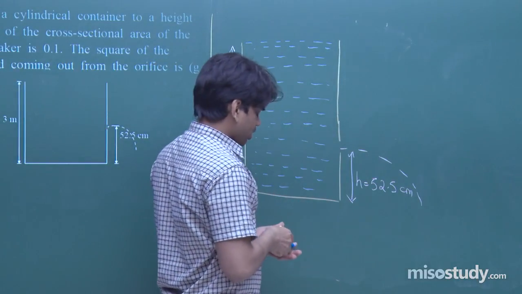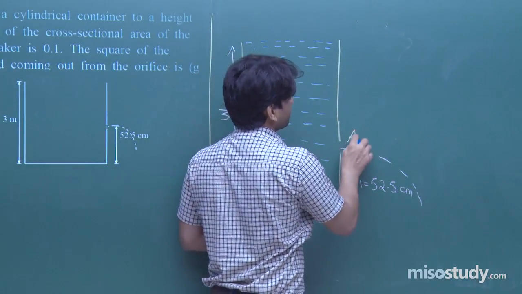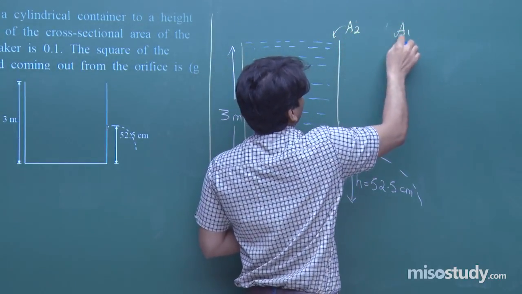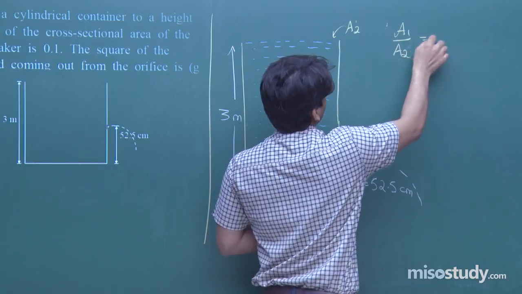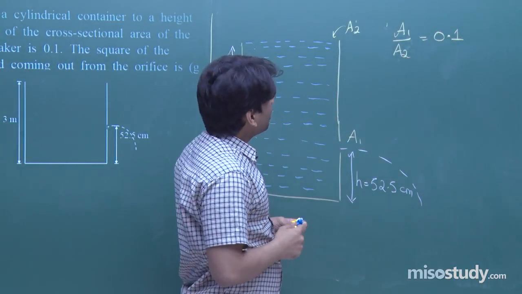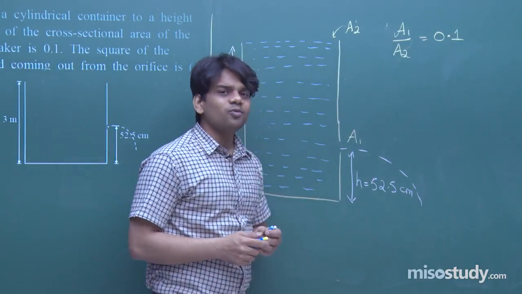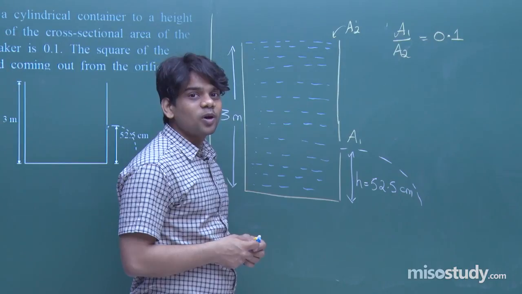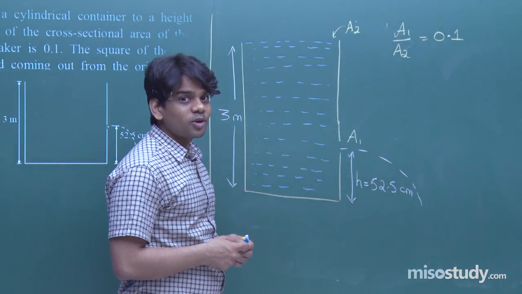Now see here the area ratio that is provided to us. If this area is A1 and this area is A2, it's given that A1 by A2 is equal to 0.1. This has been provided to us. Now, can you imagine what formula you can use? Easily we can use the concept of Bernoulli's equation.